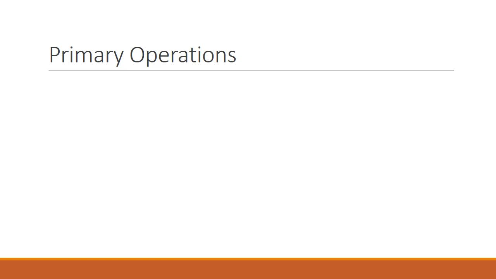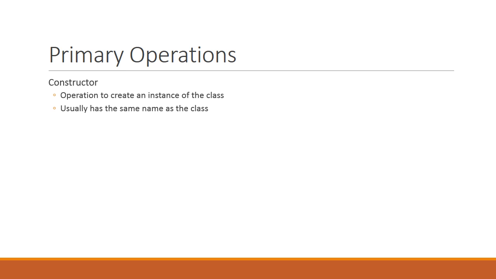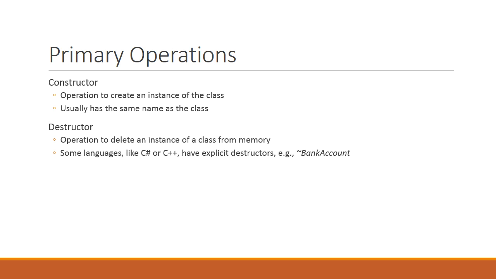There are some operations that are really common, such that almost every class has them. We call these primary operations. There are 4 types of primary operations. There's the constructor, which is an operation to create an instance of the class, and this usually has the same name as the class. There's the destructor, which is an operation to delete an instance of a class from memory. Now, some languages, such as C# or C++, have explicit destructors. So for example, the destructor for the bank account class in C# or C++ would be denoted by a tilde followed by the name bank account.